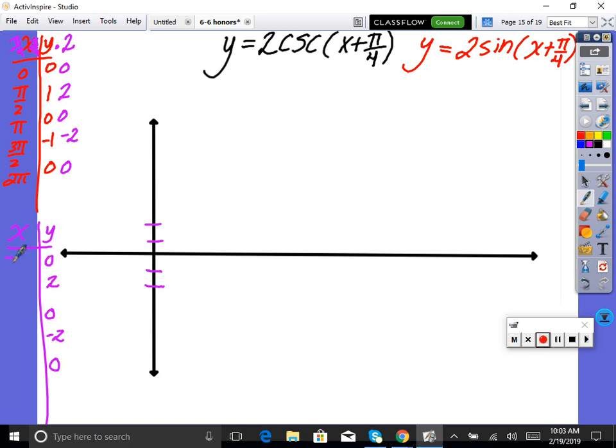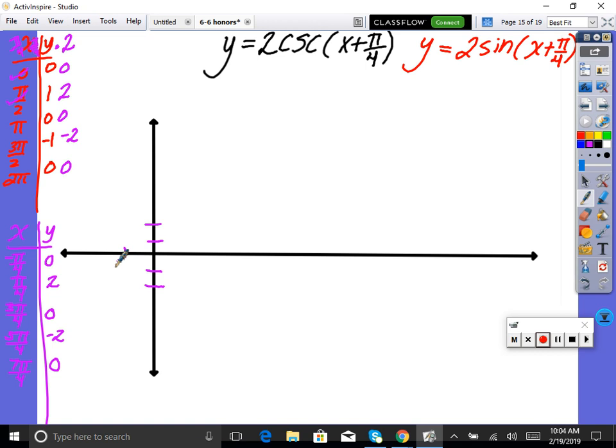So negative pi fourths would be my first one, wouldn't it? Then you could do 1/2 minus 1/4, which is 1/4. If you could do that in your head, you're awesome. Just kidding, that's really easy. Then right here, check, check. And then 1 minus a fourth, right? 3 pi fourths. Then isn't it going to be 5 pi fourths, and this will be 7 pi fourths.